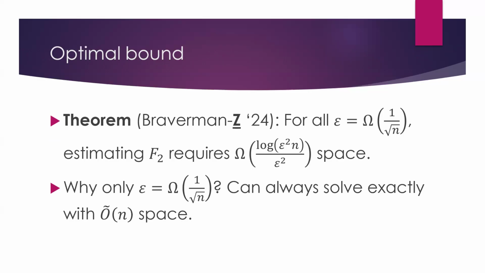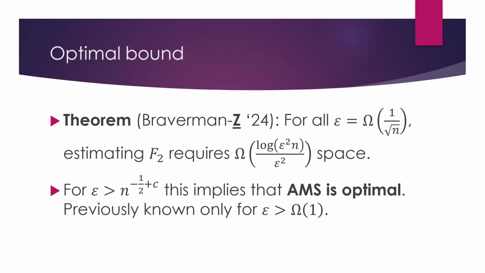But the second question is, why did I replace the n within the logarithm with epsilon squared n? Or does it even matter? So when does it matter? If epsilon is polynomially larger than 1 over square root n, then it doesn't matter at all. Right? If epsilon is larger by a polynomial than 1 over square root n, then log of epsilon squared n is the same up to a constant as log n. So this actually shows that in that entire range, AMS is optimal, which we previously knew only for a constant epsilon. So this is good.